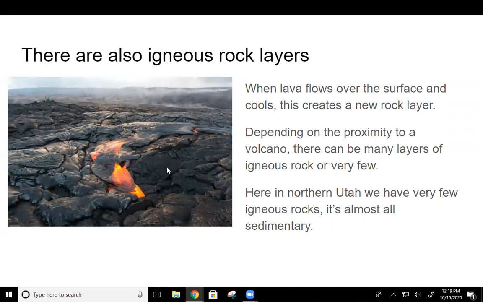Proximity to a volcano, sometimes you have layers that are almost exclusively igneous, which means they were made by volcanoes. Or sometimes here in Utah, for instance, in northern Utah, we only have sedimentary rocks. Northern Utah used to be underneath a vast inland ocean. So we have mostly sedimentary rocks from that ocean. It's almost all sedimentary. If you go to southern Utah, there's a whole bunch of dormant volcanoes in southern Utah, so you can find igneous rock down there.